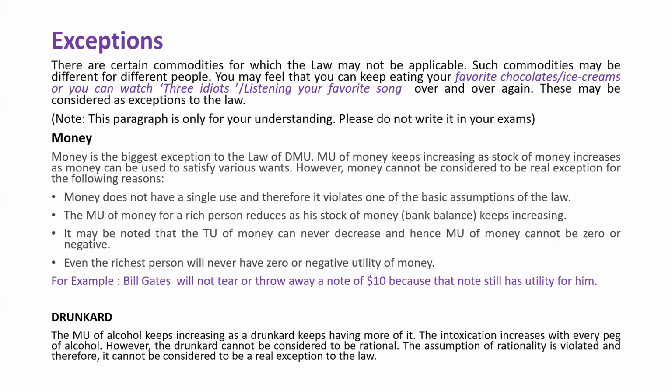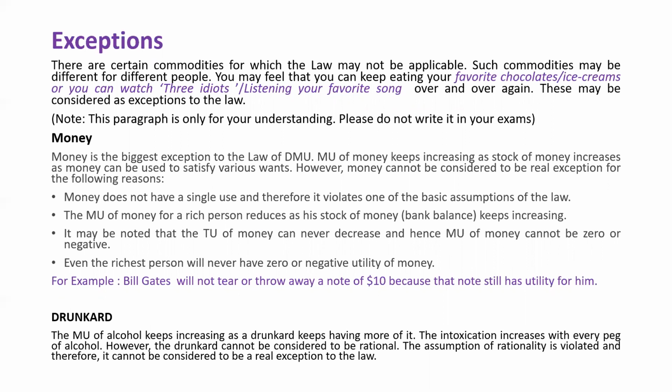Money is the biggest exception to this law of diminishing marginal utility. When we draw this law, we always keep the marginal utility of money constant. But that is not true, because as your money stock increases, your marginal utility of money can be used to satisfy various wants. So money cannot be considered a real exception for the following reasons. Money does not have a single use, because it violates one of the basic assumptions of the law.